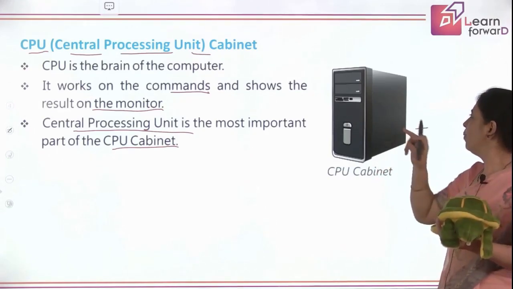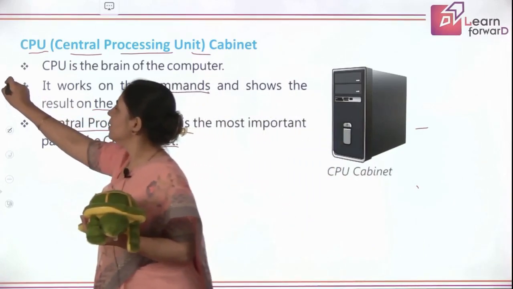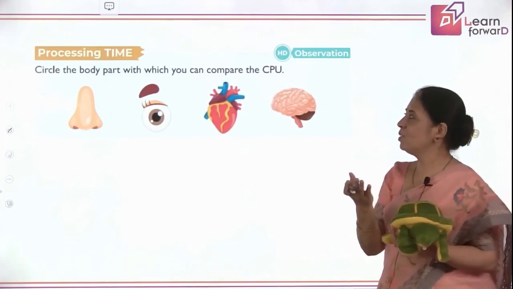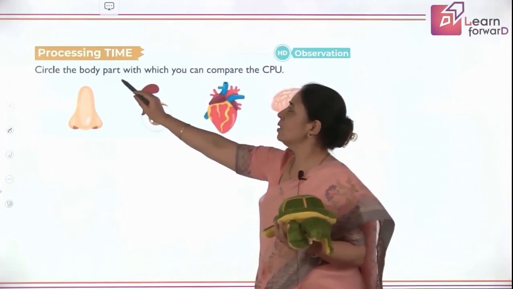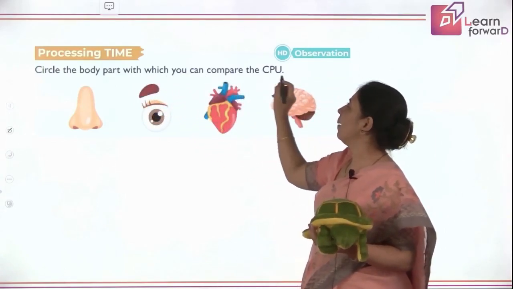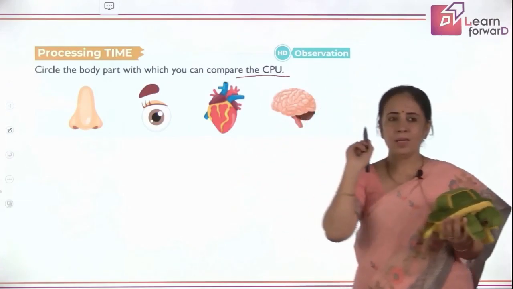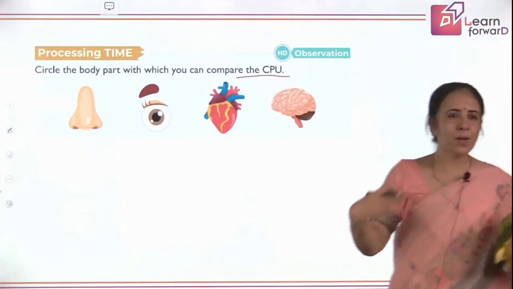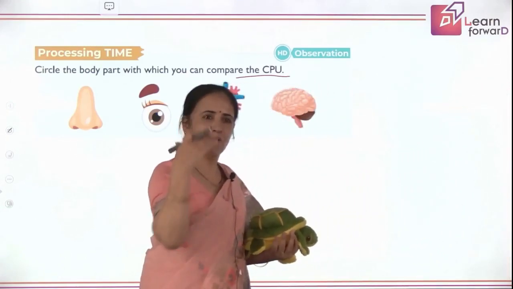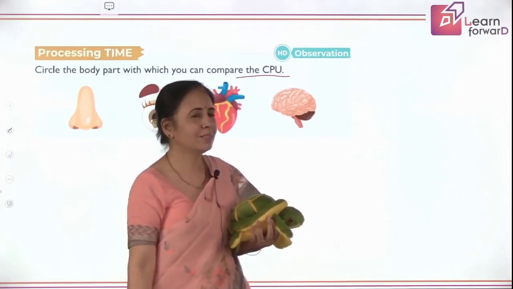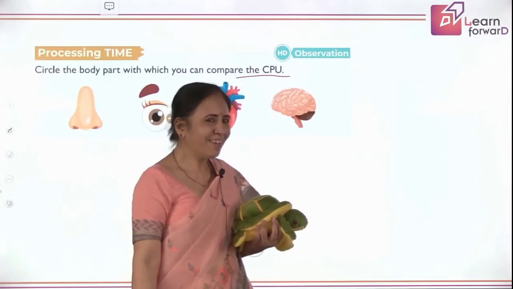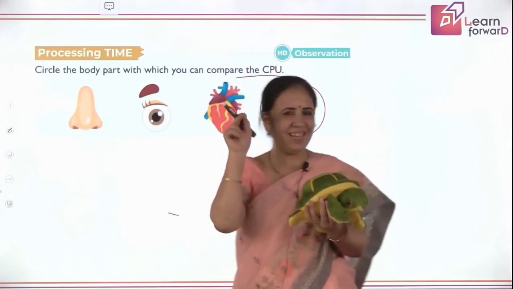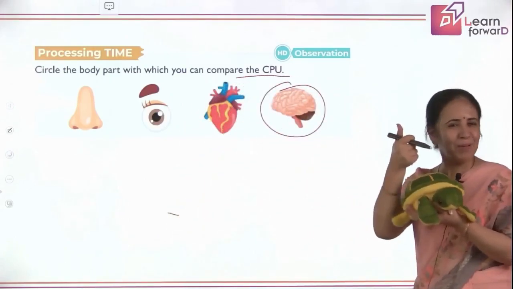Got it? We move further now, and taking the journey ahead, it's the processing time, and you have to circle the body part which you can compare with the CPU. I told you the CPU does all the thinking part, all the calculation part. So, just check your body and find out which part of your body does the calculations. Correct. That is the brain. Your brain is working nicely, and Turtle is also laughing. He is happy with your answer.